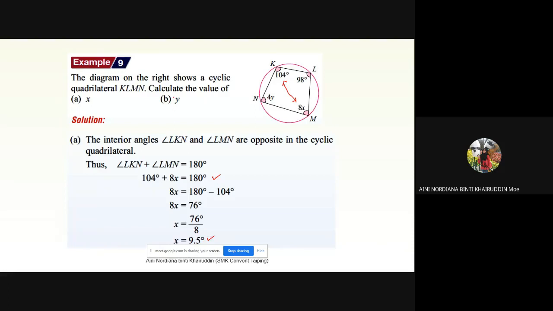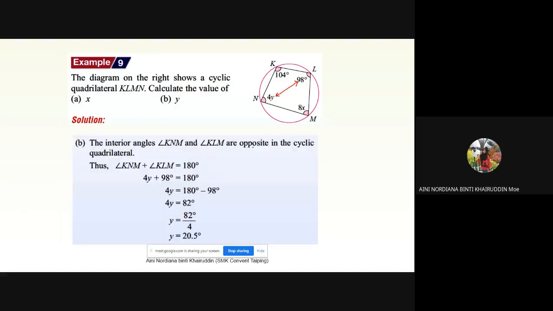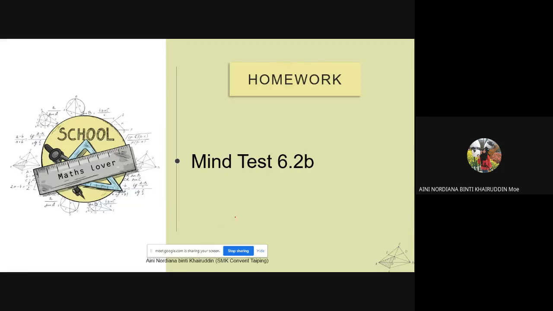So for B, the value of y, 4y plus 98 equals to 180. Then you minus 98, then get the answer, you divide by 4. Then you will get the value of y. That's all. So this is your homework, Mind test 6.2b.